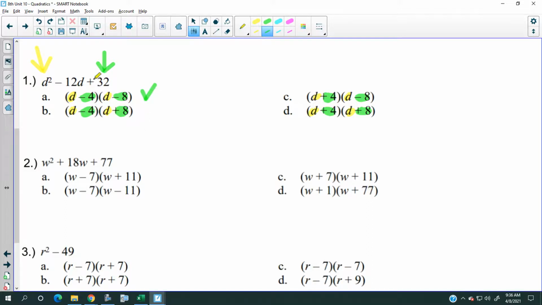Negative times positive is a negative, not a positive. So this one's no good. This one, again, that's a negative, the two green numbers. And this one is also positive. So right off in this manner, I eliminated two choices already. And then that leaves us with this last one.